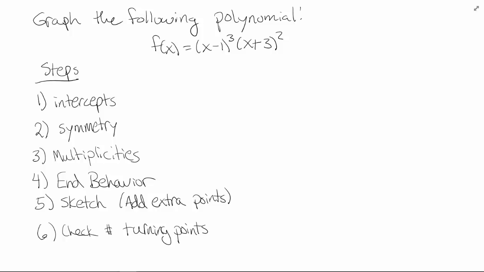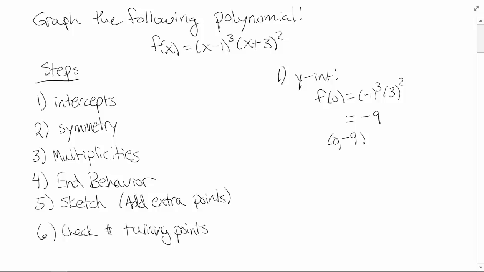So let's start with step 1, the intercepts. And let's first start with finding that y-intercept. Y-intercept means it's on the y-axis, which means your x is 0. So plug in x is equal to 0. And I get a 0 minus 1, so negative 1 cubed times a 0 plus 3, which is 3 squared. 3 squared is 9, negative 1 cubed is negative 1, so this is a negative 9. So 0, negative 9 is my y-intercept.